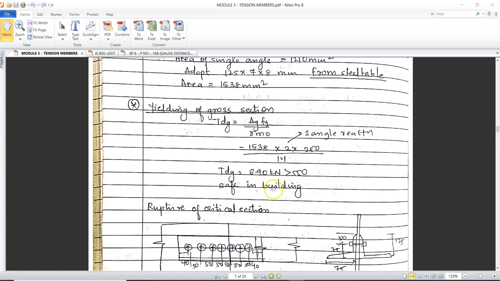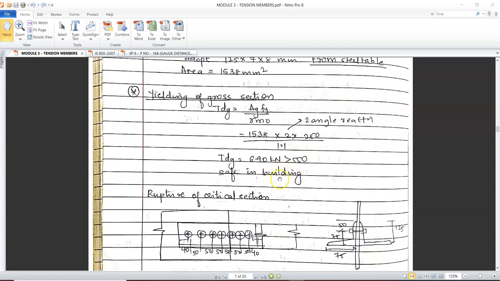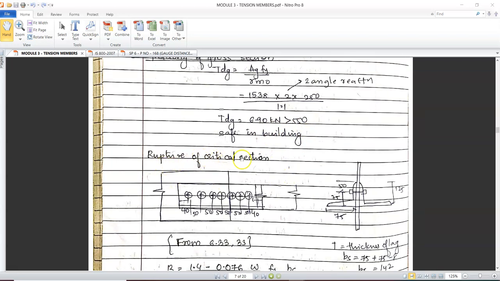This has to be changed to yielding. Please change it to yielding, safe in yielding. Now coming to the rupture of critical section, the same formula.